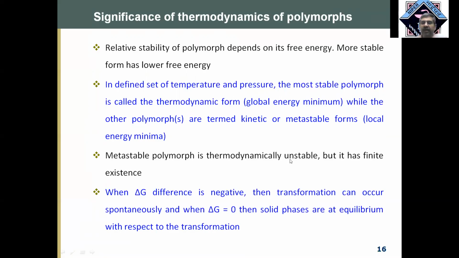Metastable polymorph is thermodynamically unstable, but it has finite existence. When delta G difference is negative, then transformations can occur spontaneously. And when delta G is equal to 0, then the solid phases are at equilibrium with respect to the transformation. As we all know, when the free energy change is negative, then the reactions are spontaneous in nature. The same concept has been captured here: when delta G difference is negative, then transformation can occur spontaneously, and when delta G is equal to 0, then solid phases are at equilibrium with respect to the transformation.